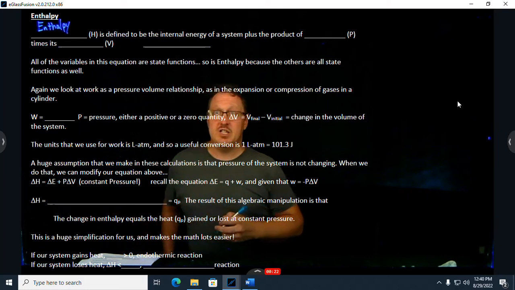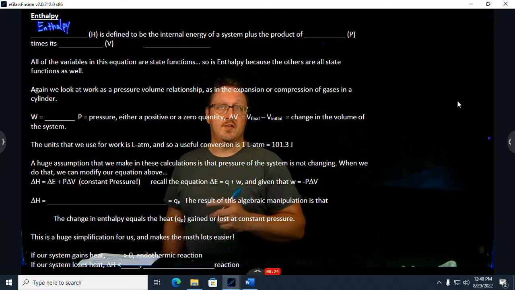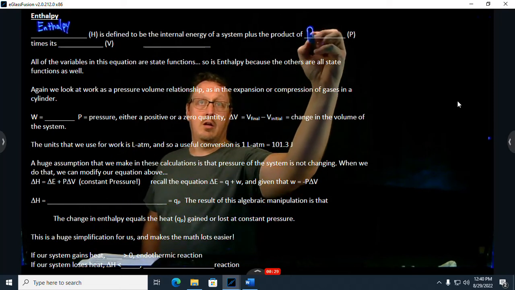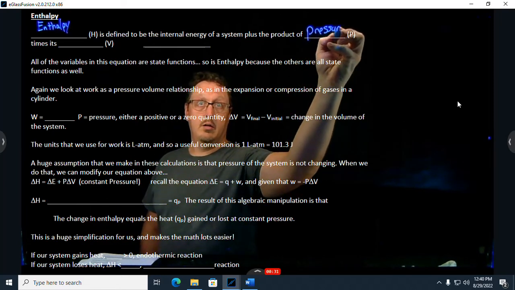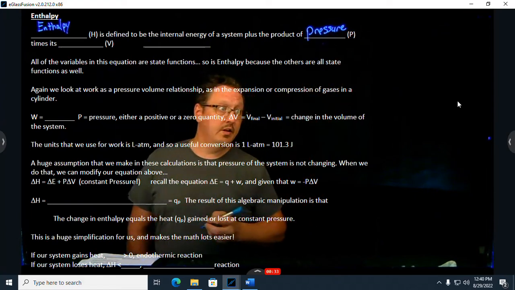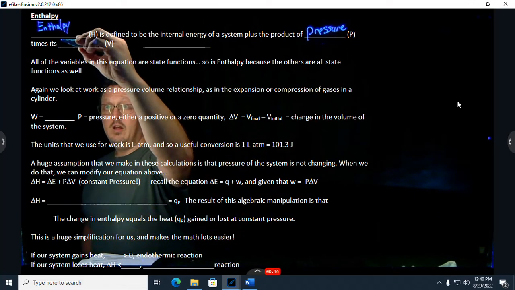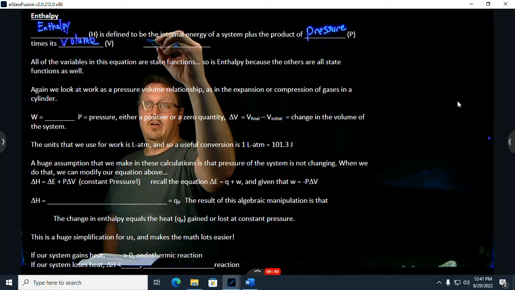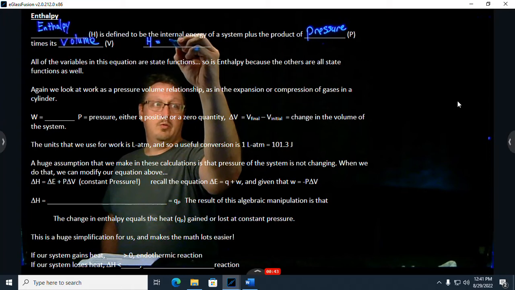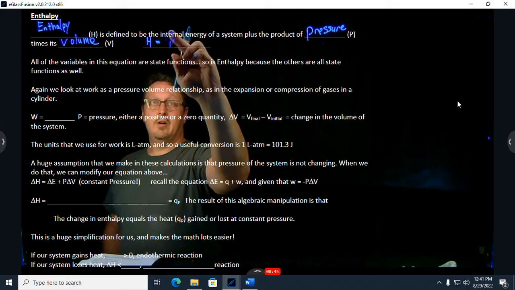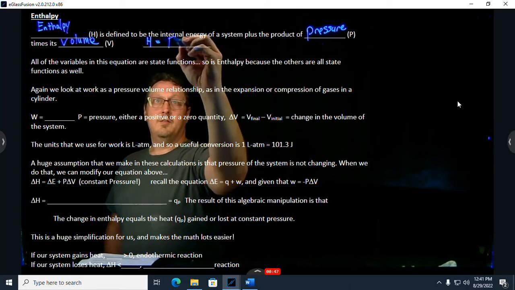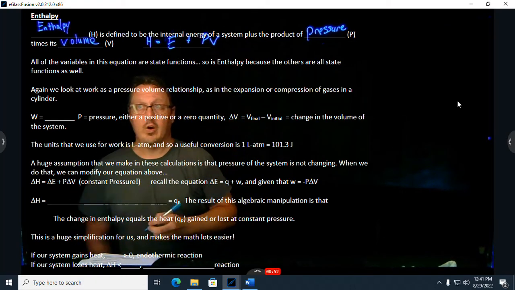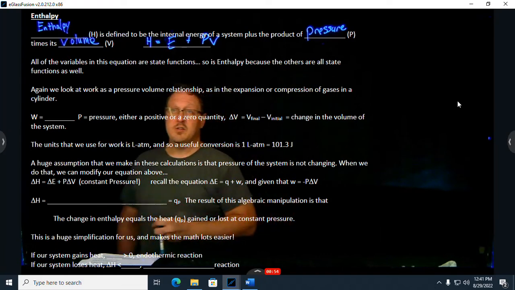Enthalpy, or H, is defined to be the internal energy of a system plus the product of its pressure times its volume. So what does that equation look like? H is going to equal energy plus PV. All the variables in this equation are state functions.